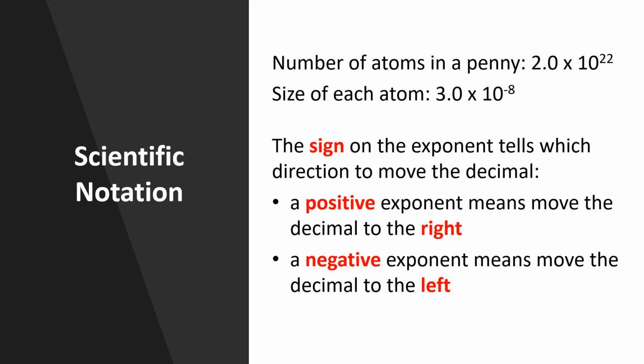The sign of the exponent tells which direction to move the decimal. A positive exponent means you move the decimal to the right. A negative exponent means you move the decimal to the left. So this is a very large number. This is a very small number, and we look at the power of the exponent. The sign will tell us, do we move the decimal to the left or to the right, hence making a larger number.